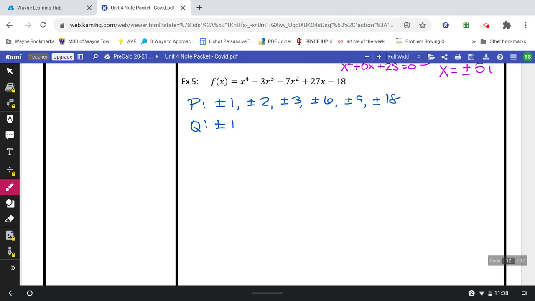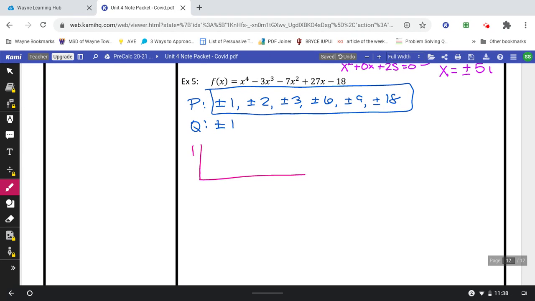All right, my q is again 1, which means that this is my list I'm going to be working with. Now it's time to start checking. I'll put a 1 there, and we list all the coefficients. 1, -3, -7, 27, and -18. Multiply the outside 1 times the bottom 1 to get 1. Add -3 plus 1, -2. Multiply 1 times -2.